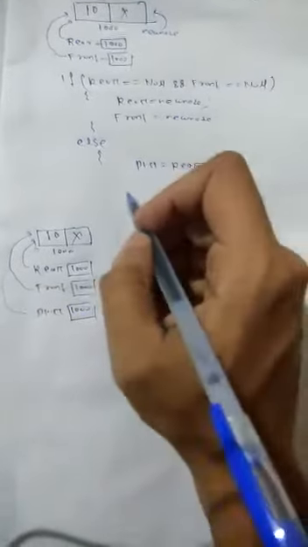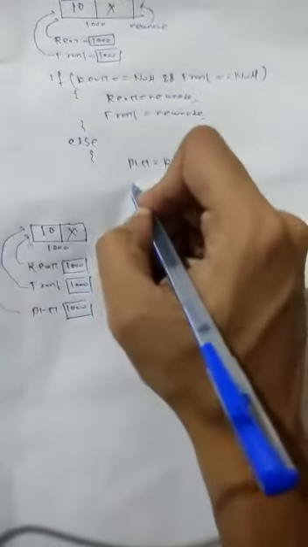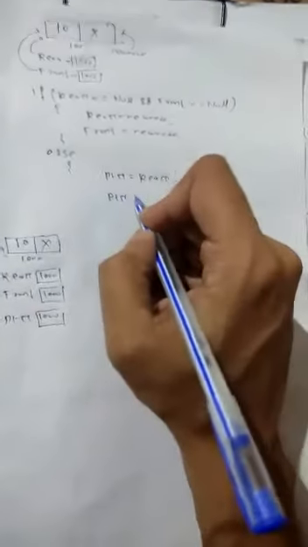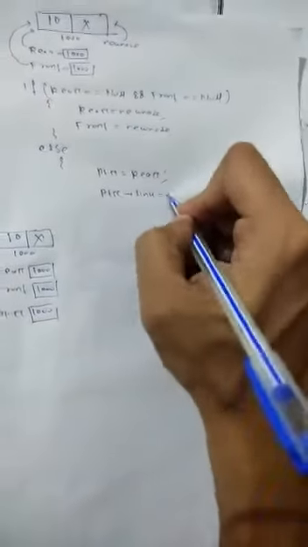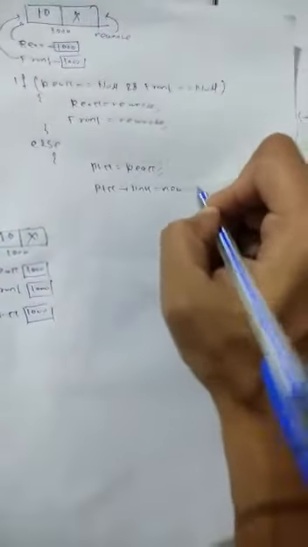Then what happens? We have to assign ptr, then here write ptr link equal to new node. So what does the statement tell? Suppose this condition is not satisfied, else will be satisfied. Here ptr equal to rear.